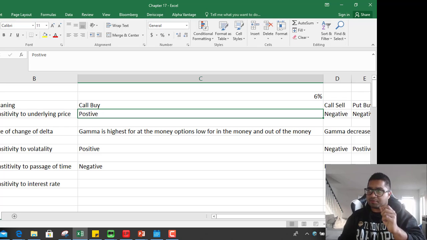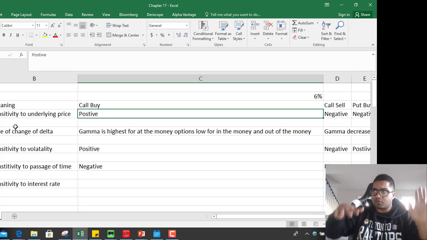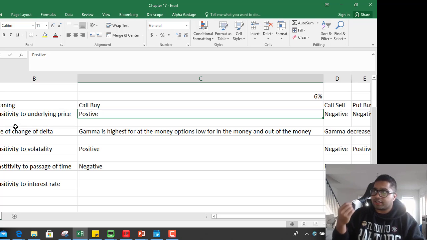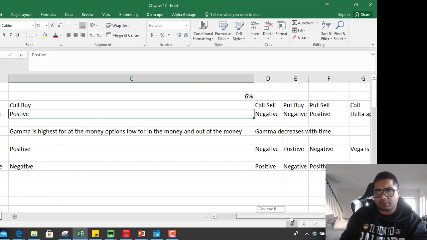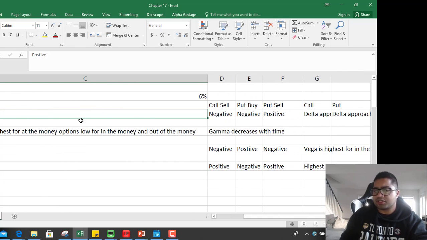So how does option price relate to underlying price? First is sign. If sign is positive, options and underlying move in the same direction. If sign is negative, they move in opposite directions. Okay. Then quantum. Quantum means, if it is 0.5, it means for every $1 movement, there is a 50 cents movement in the option price. Okay. And then call options have positive delta, put options have negative delta.